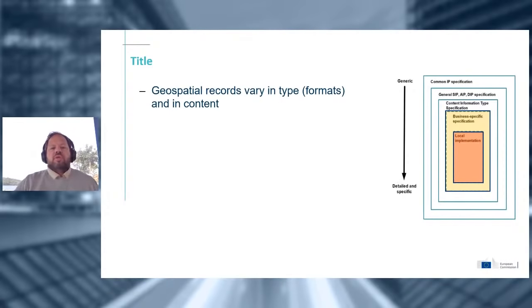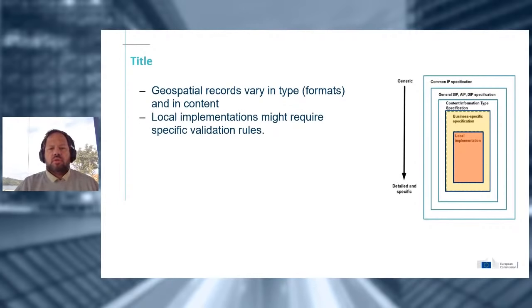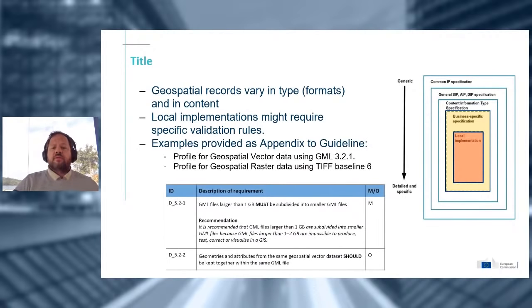So geospatial records vary in type and in content, and sometimes you want to have a special format for geospatial records, like a GML or a shapefile or something else. Or you can have a TIFF or a GeoTIFF or a JPEG 2000 format. So you want to specify how those formats need to be validated. And there are different tools for validation of that, and this is why we need some specific profiles. So you also might have a local implementation where you would like to require specific validation rules, like, for instance, the data should only be within this border, or the data should be within this language or something like that.